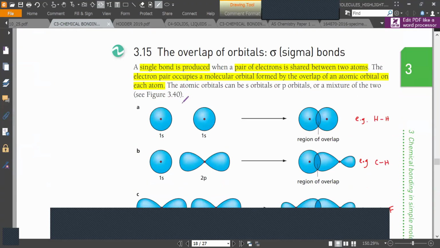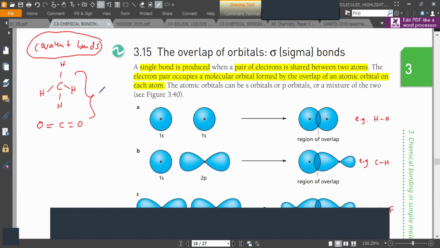Okay. So this one is talking about sigma bonds and pi bonds. This is something we only learn in the A levels, not in the IGCSE. Here we go into more detail on how covalent bonds form. Normally we just know the simple concept of a single bond and a double bond. For IGCSE, we just think of the single bond and double bond as the same.